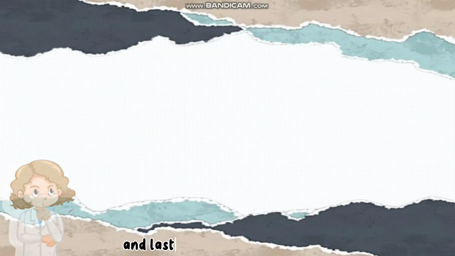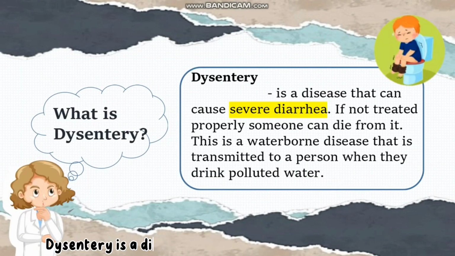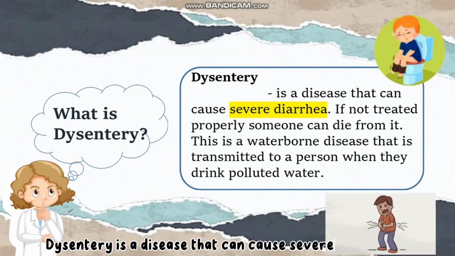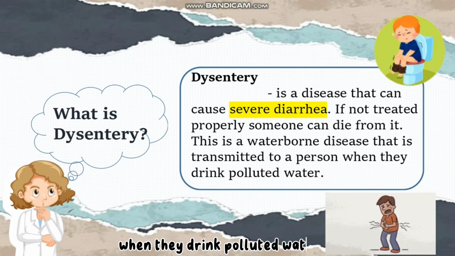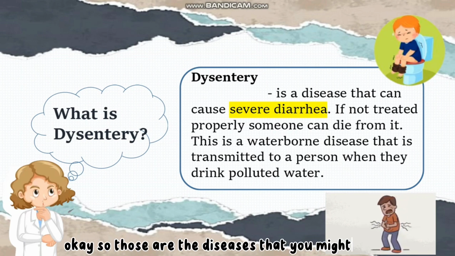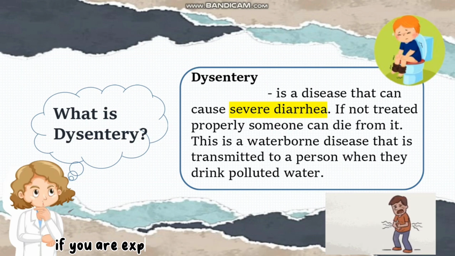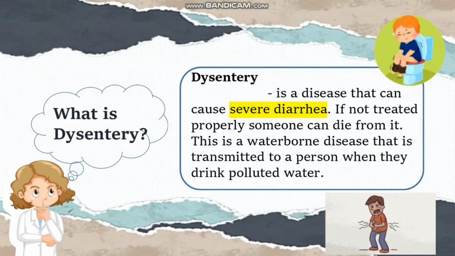And lastly, what is dysentery? Dysentery is a disease that can cause severe diarrhea. If not treated properly, someone can die from it. This is a waterborne disease that is transmitted to a person when they drink polluted water. Those are the diseases that you might get if you are exposed to decaying materials and waste.